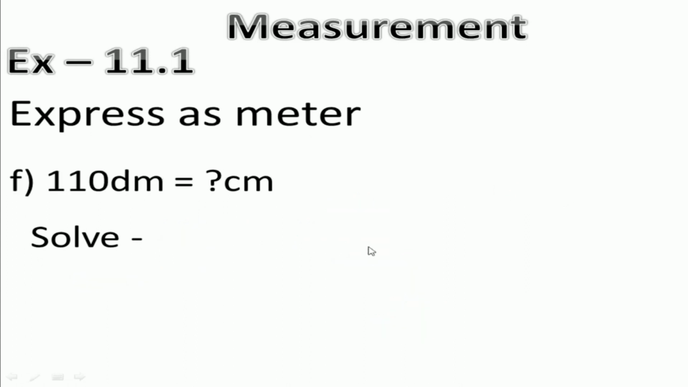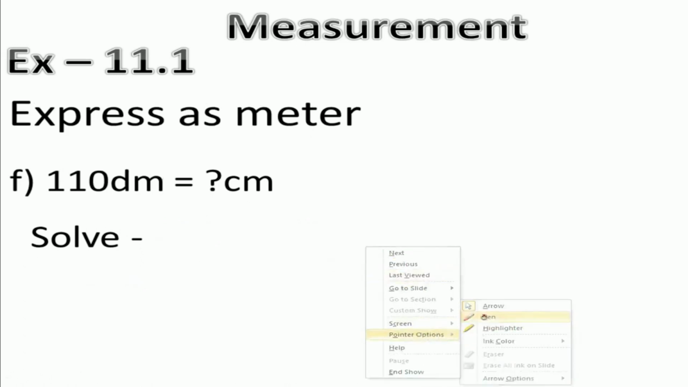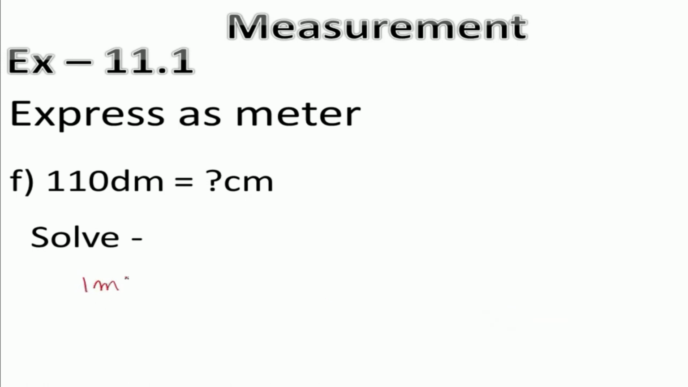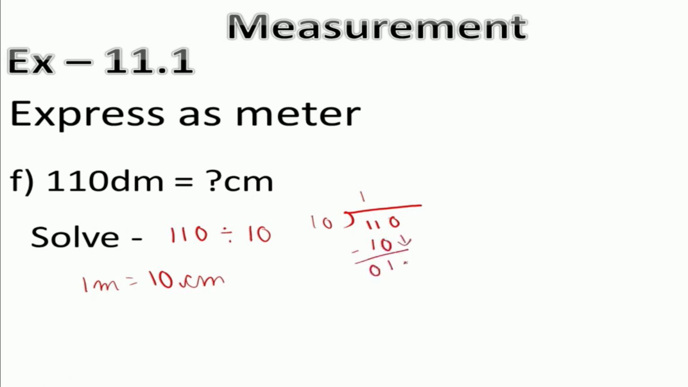Next question, 110 decimeters. As we all know, 1 meter equals 10 decimeter. So we will divide 110 by 10. Let's divide 110 by 10. 10 ones are 10. We get 1 as remaining, and then another 1. We get 10 and subtract, we get 0. So our answer is 11 meters.